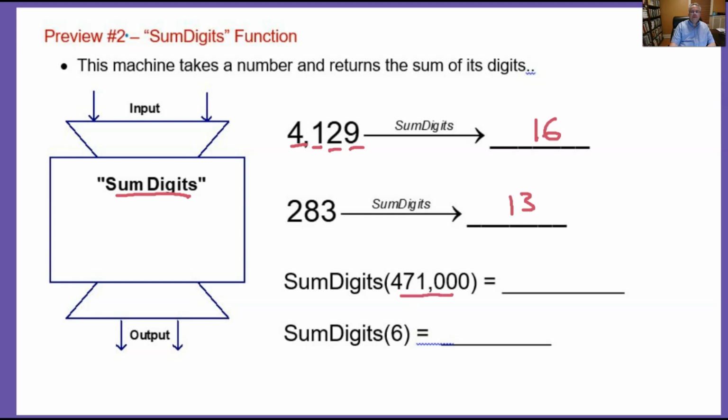Well, this is another notation. When I put this into that machine or function and add up the digits, it looks like 12. And when I put 6 in, there's not much to add up. That's the only digit. The output is 6.